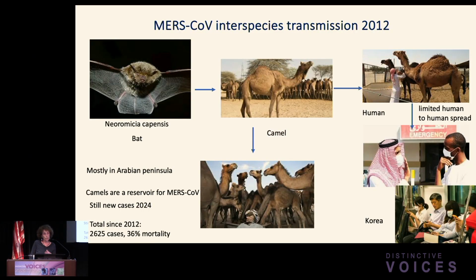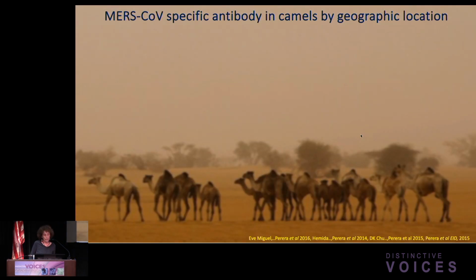The total has been 2,600 since 2012. So not a whole lot, but very lethal. So usually the more lethal, the less transmissible human to human, and about 36% mortality. A little bit more about MERS. So the way we know that there's so much MERS in camels is by measuring antibodies, that they have antibodies to MERS. They've been exposed to it.